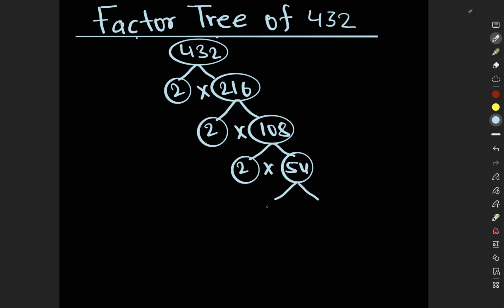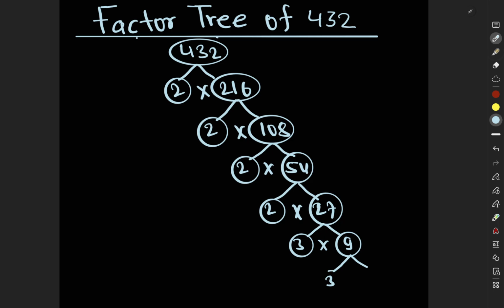54 can be written as 2 times 27. 2 times 27 means 54. 27 can be written as 3 times 9. 3 times 9 means 27. 9 can be written as 3 times 3. 3 times 3 means 9.